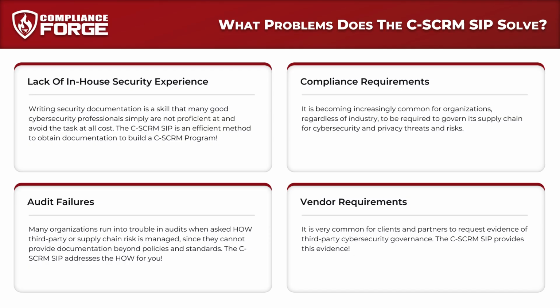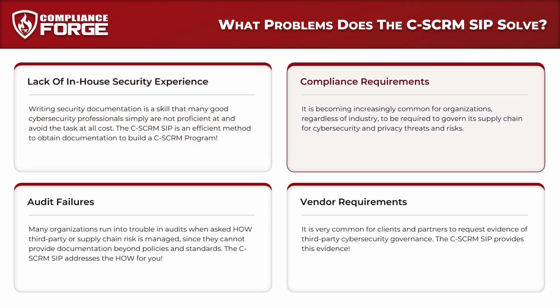The C-SCRM SIP helps solve 4 problems. The first is a lack of in-house security experience. Writing security documentation is a skill that many good cybersecurity professionals simply are not proficient at and avoid at all cost. The C-SCRM SIP is an efficient method to obtain documentation to build a C-SCRM program.